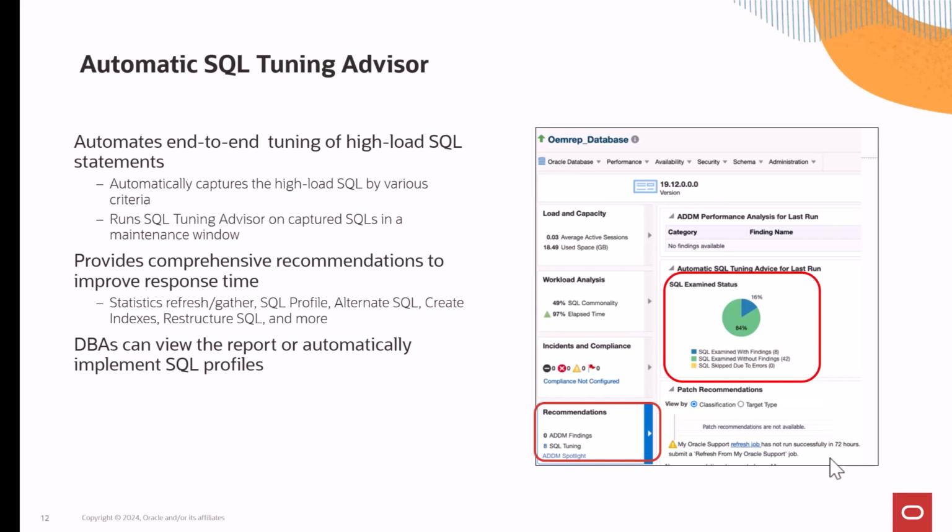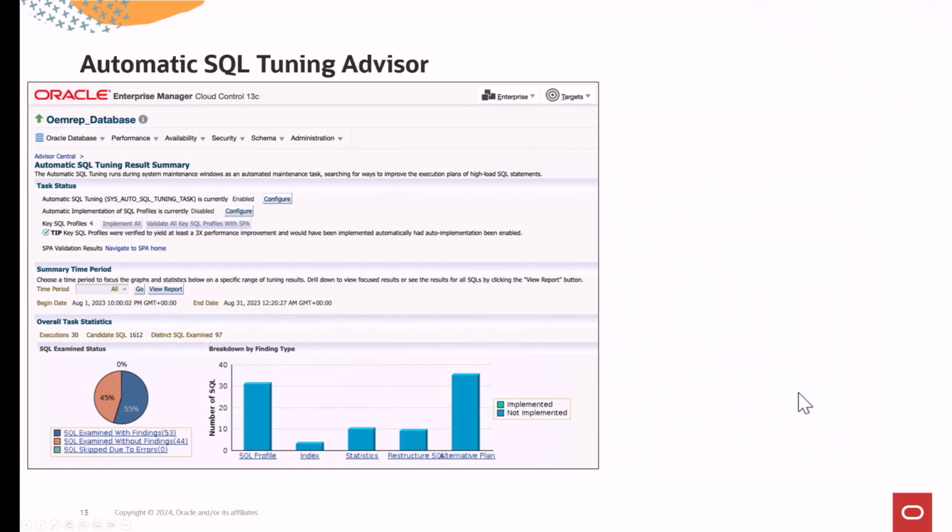As you see here, there are SQLs examined with findings and some SQLs examined without findings, and a pie chart which gives what percentage has been examined. So this is how the SQL tuning advisor UI looks. Here it says automatic SQL tuning is currently enabled, and we see what the findings are. There are SQL profile and index findings, and these are all not implemented. If there is a green mark, then it is implemented.